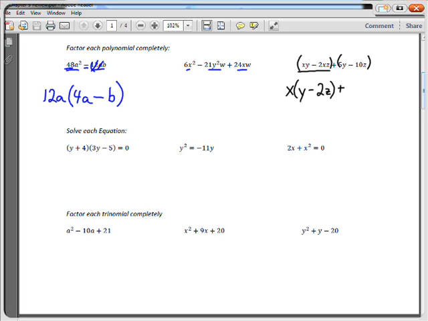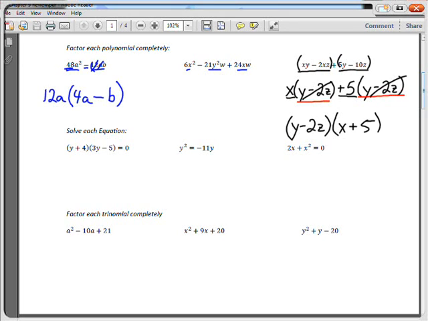Then I have a plus. And if I factor out a common factor in this one, I should have a 5 on the outside, and then y minus 2z on the inside. And then you should recognize at this point that each one of these has a y minus 2z in common. When I have that, I can take my y minus 2z, put it out in front, and then after I take those out, what I have left is x plus 5. And that goes on the other side, also in parentheses. And so my answer to that would be y minus 2z times x plus 5.